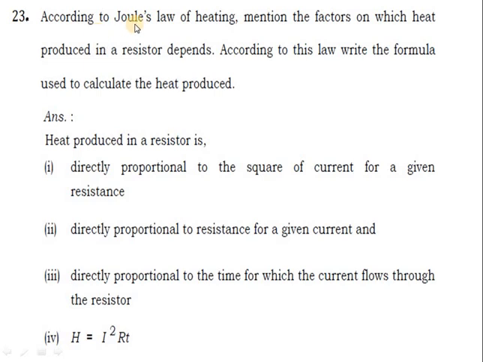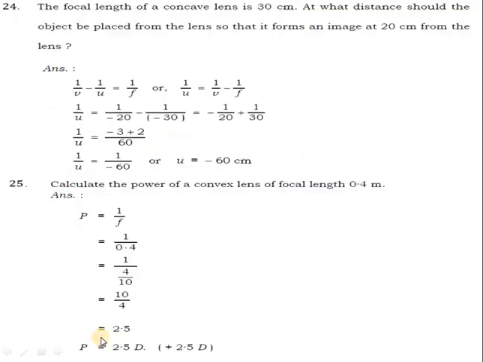23rd question. According to Joule's law of heating, mention the factors on which heat produced in a resistor depends. According to this law, write the formula used to calculate the heat produced. Heat produced in a resistor is directly proportional to square of the current, directly proportional to the resistance, and directly proportional to the time for which the current flows through the resistor. That is, H is equal to I square R into T.